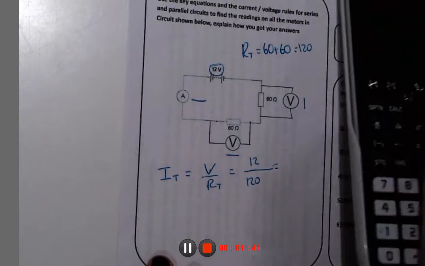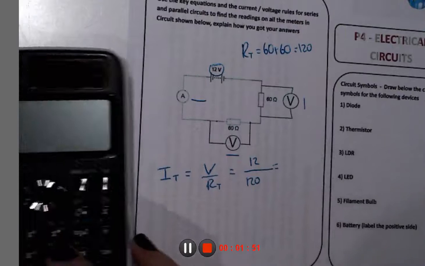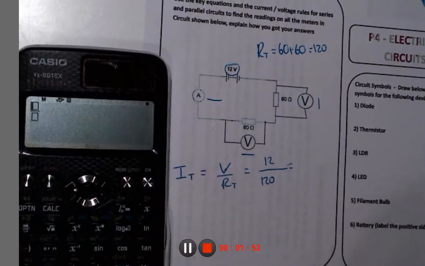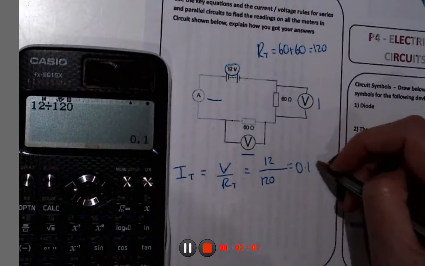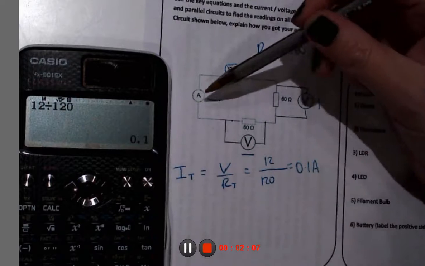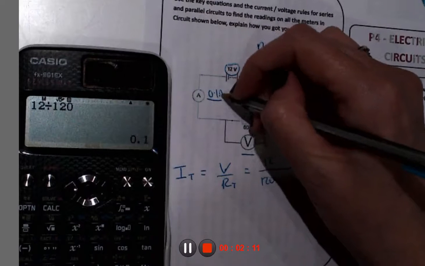So on your calculator, all you need to do here is 12 divided by 120, which gives me 0.1. So I know that in a series circuit the current is the same all the way around, and I now know that that is 0.1 amps.